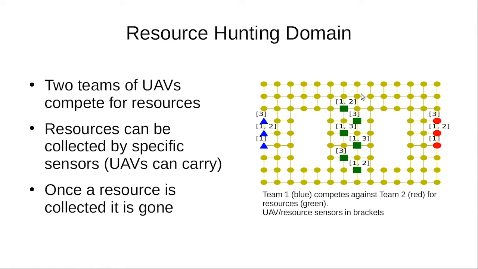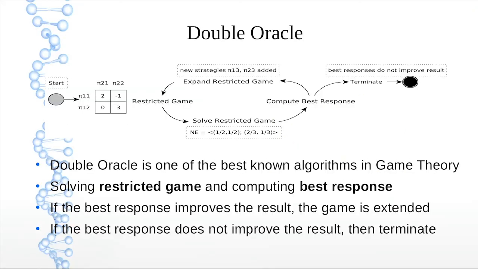Some resources require two sensors to be collected, which sometimes can be done by a single UAV, but sometimes there have to be two UAVs that have to collect the resource. And once a resource is collected, the resource is gone.